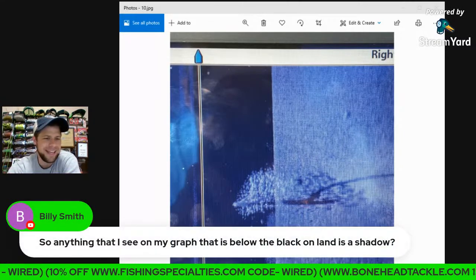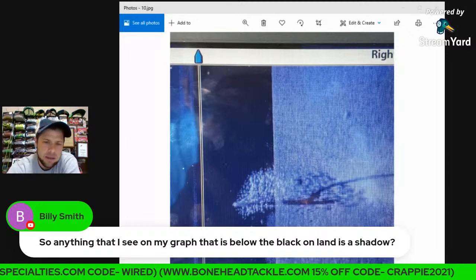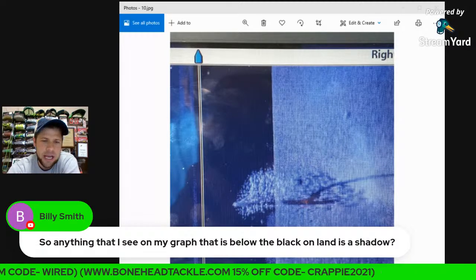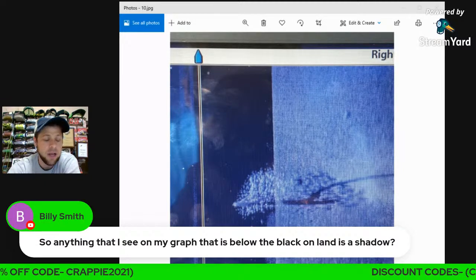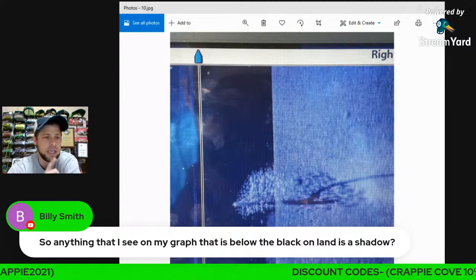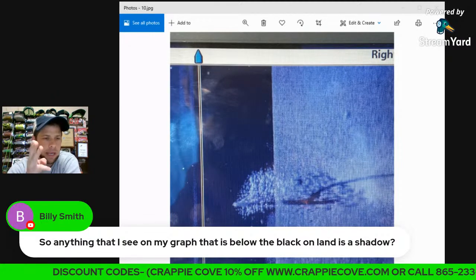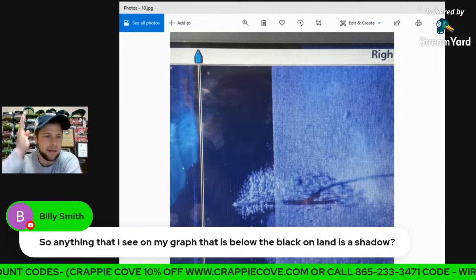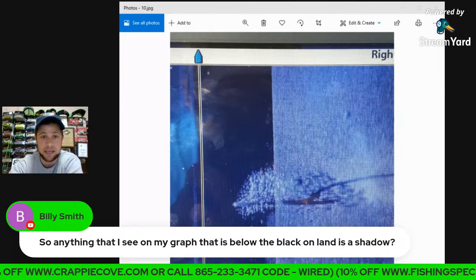Billy Smith says, so anything that I see on my graph that is below the black on land is a shadow. No, not necessarily. And we're going to get into that here in just a little bit, Billy. I'm going to show you guys how I read fish, how I read brush, how I read bait off to the side in that seabed area that is side imaging. Okay, so we're going to get to that here in just a second.